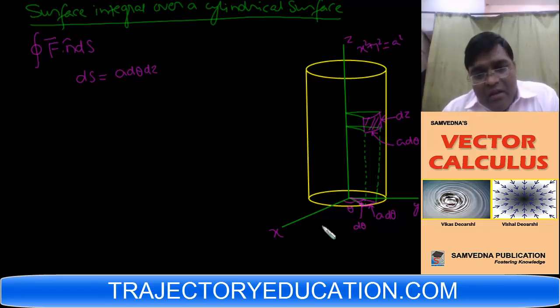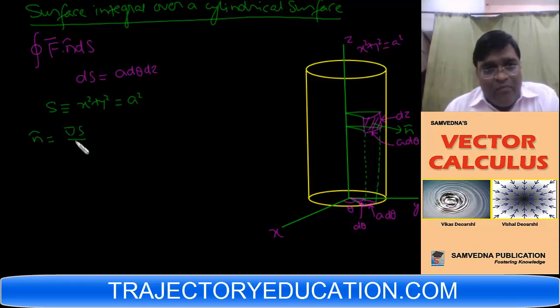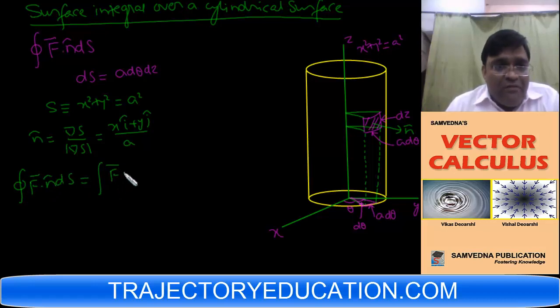And what is n? For a cylindrical surface, n will go in the radially outward direction. Mathematically, the cylinder belongs to the family of level surfaces given by x squared plus y squared equals constant. So n can be written as x i plus y j, upon the magnitude a. So this is your n.